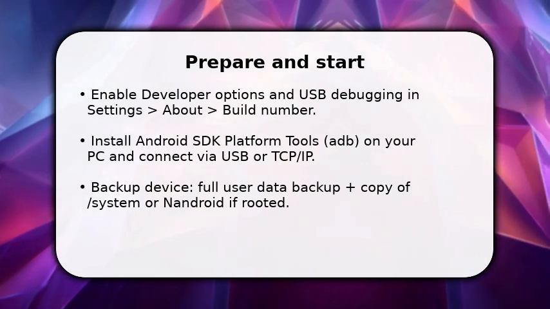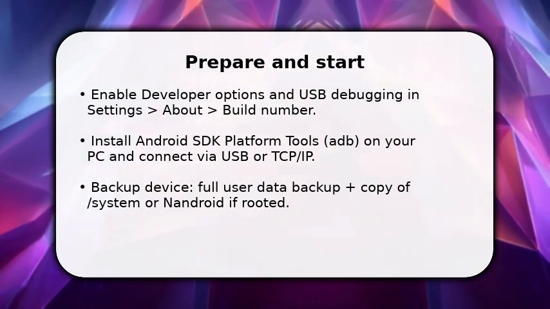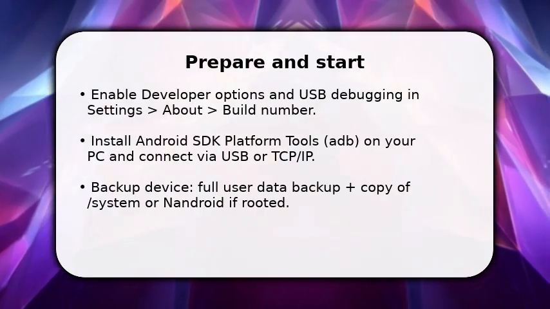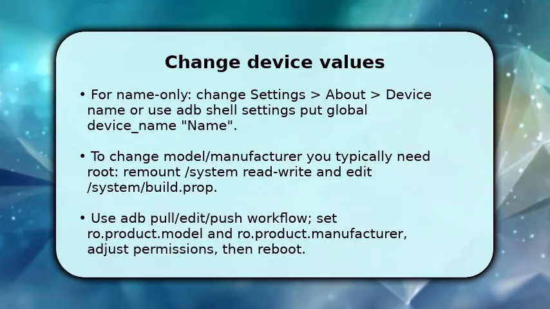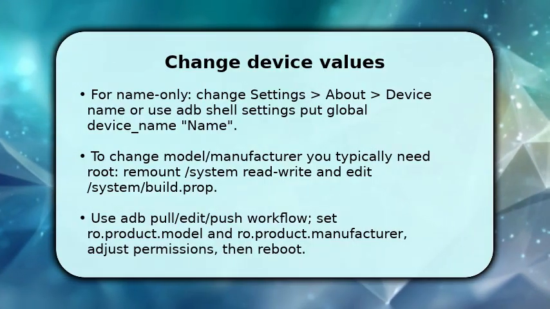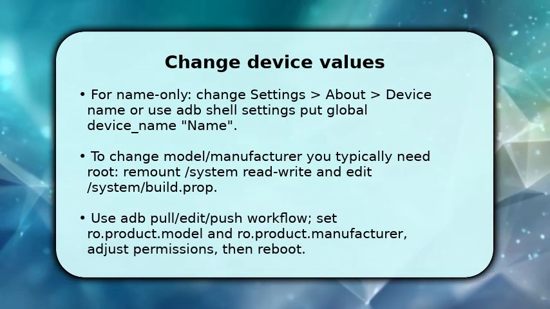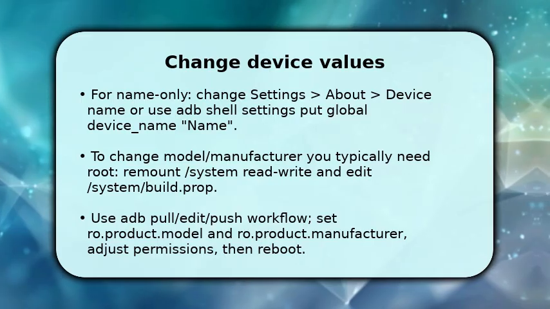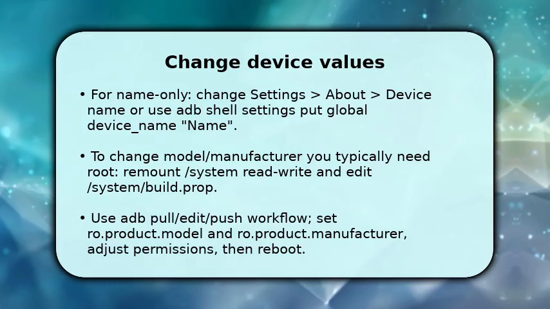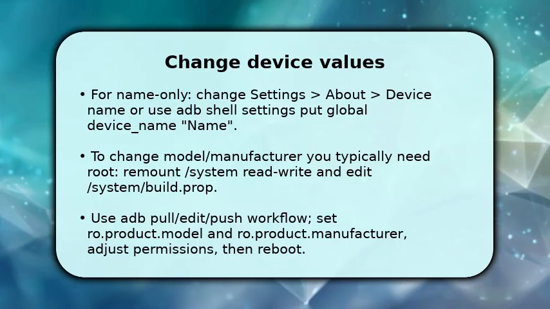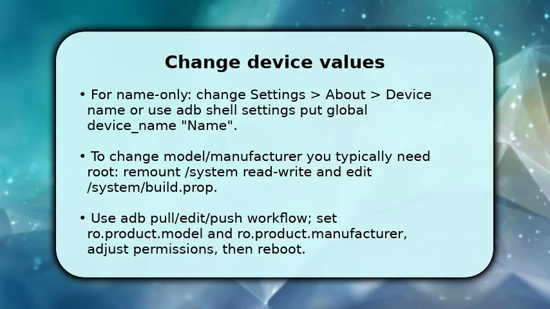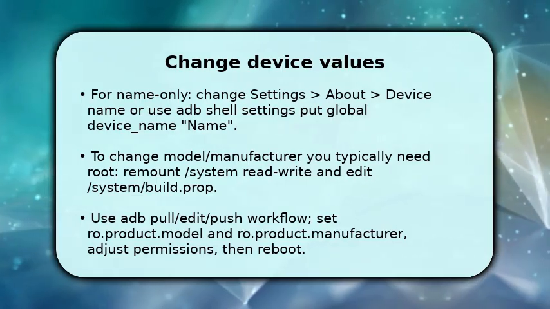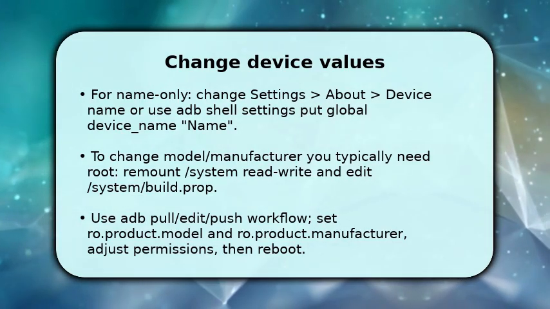You now perform the middle technical steps where permissions matter. If you only need a user visible name, change it in settings or run adb shell settings put global device_name my_phone, instant and reversible. For deeper identifiers like model or manufacturer, you need root. Remount /system read write, pull /system/build.prop, edit lines such as ro.product.model and ro.product.manufacturer. Push the file back and set correct file permissions.